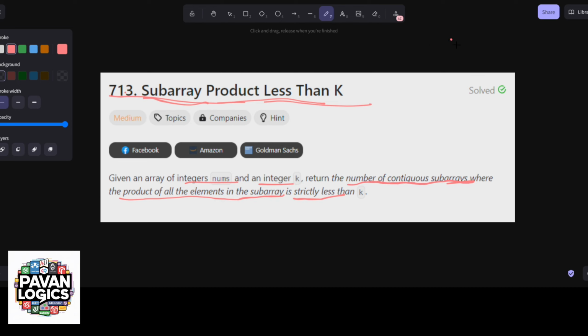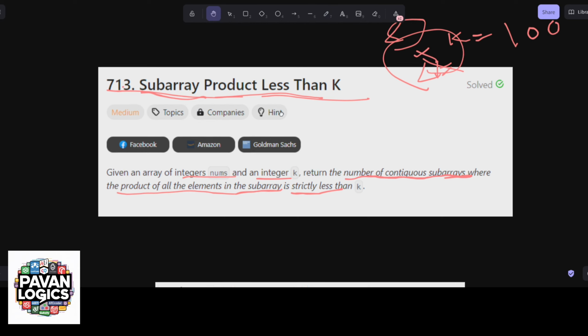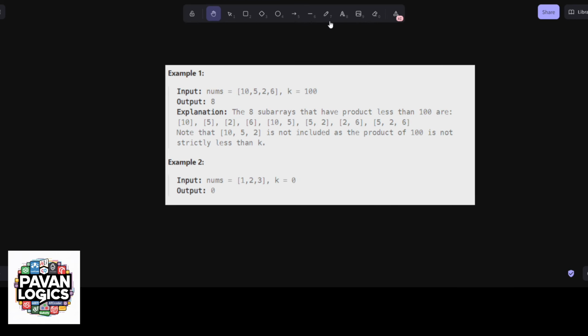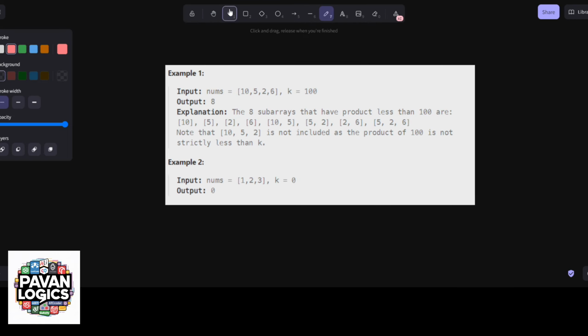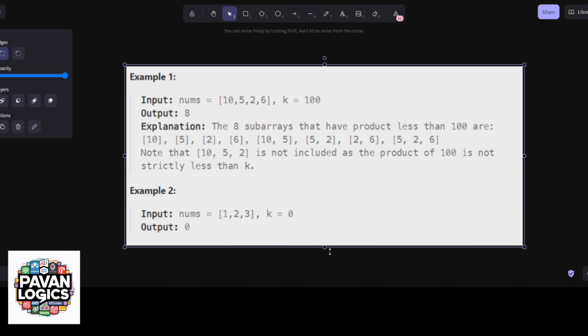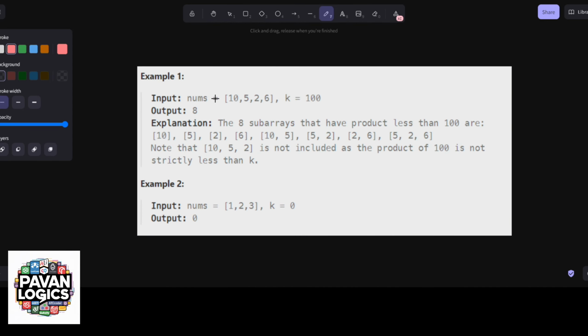So if k is 100, the product should be less than k, not less than or equal to. So this is the case. Let's look into an example. Let's look into the first example. Given k is 100 and the array is 10, 5, 2, 6.